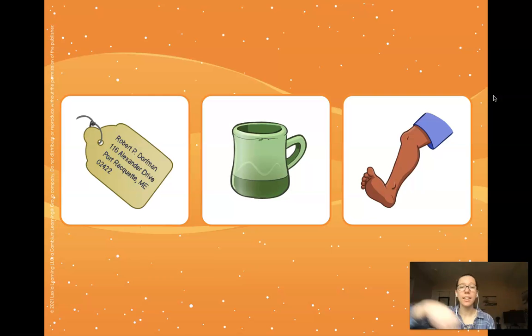Tag, mug, leg. I heard the sound G at the end of each of those words. T-a-g, tag, m-u-g, mug, and l-e-g, leg. Since each of these words end in the sound G, or the letter G, that's what they have in common. So tag, mug, and leg all end in G, made by the letter G.